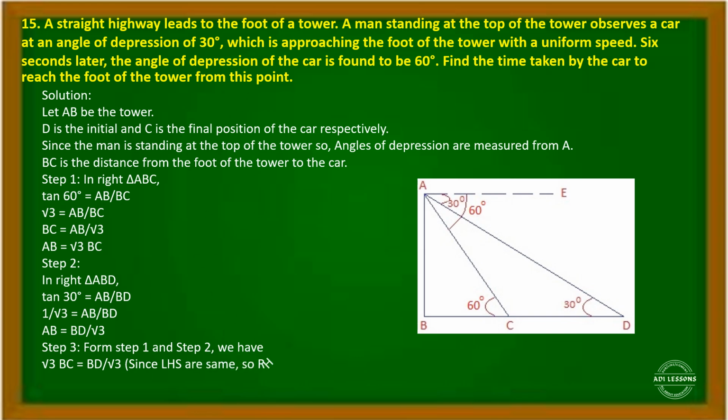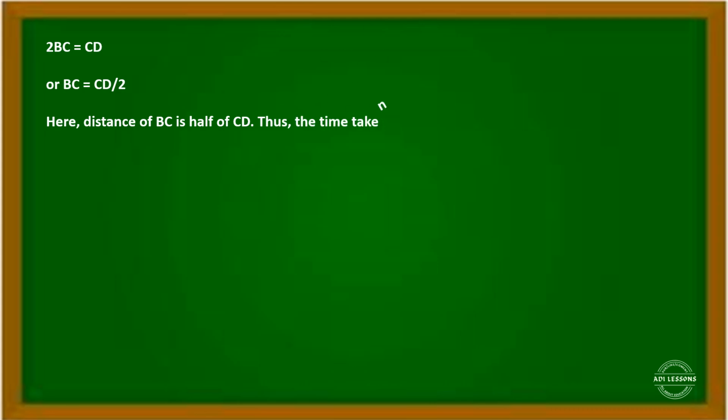Step 3. From step 1 and step 2, we have root 3 BC equals BD by root 3. Since LHS are same, so RHS are also same. So 3 BC equals BD. 3 BC equals BC plus CD. So BC equals CD by 2. Therefore, the distance BC is half of CD. Thus, the time taken is also half.